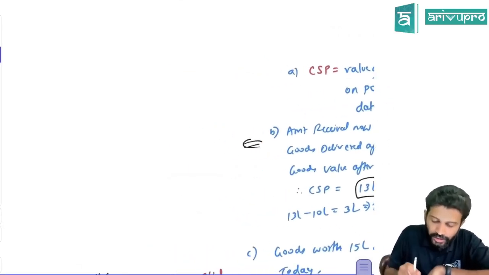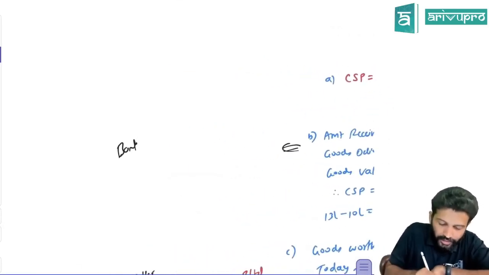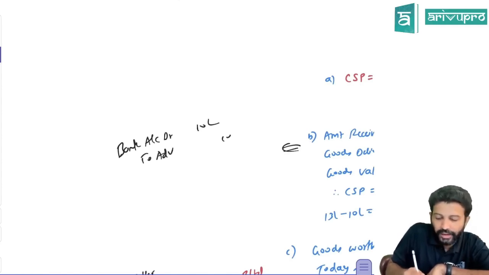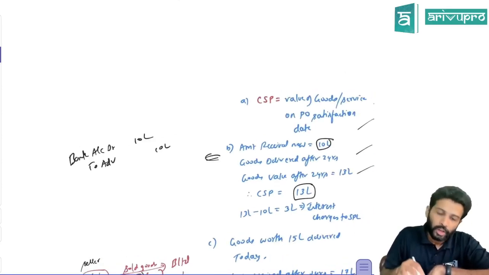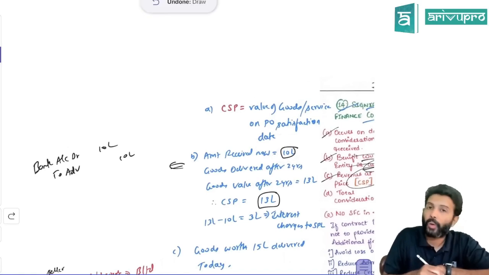So in this case, what journal entry will they pass? They've received 10 lakh, no? So you'll pass the journal entry: bank account debit to advance account, 10 lakhs. This is one. All right. Fine enough. This is the present value. But you're delivering the goods after 2 years.